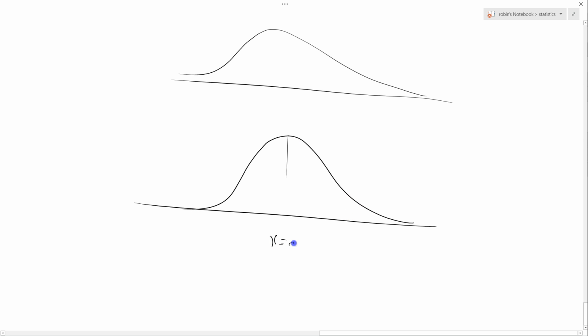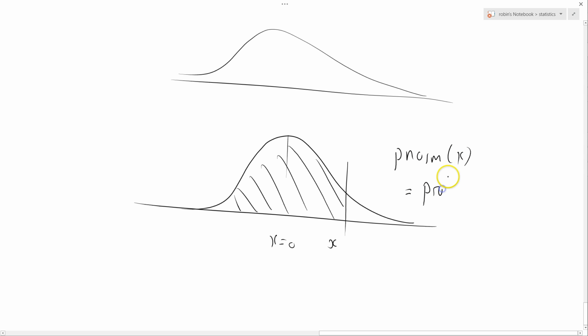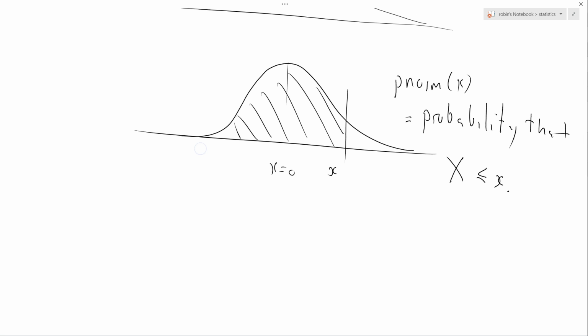There's x equals 0. There's a particular value of x. pnorm of x equals the probability that X is less than or equal to x, where X is a random normal random variable.